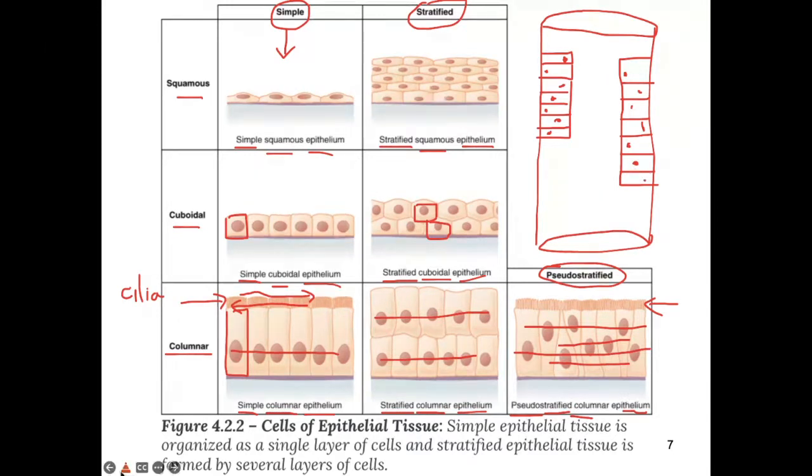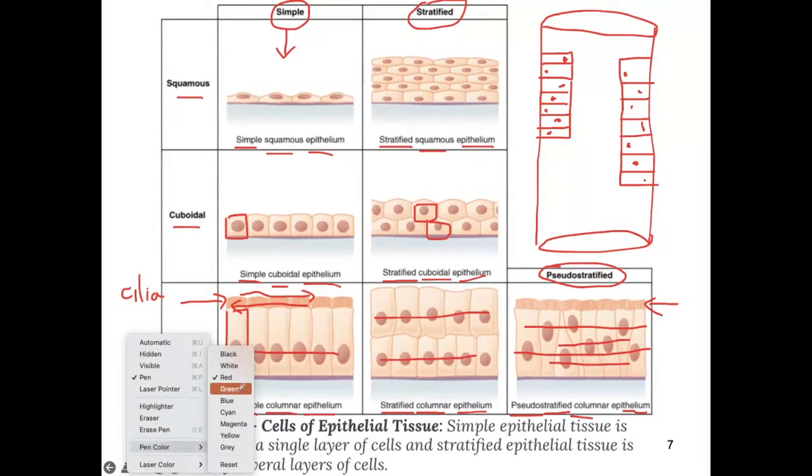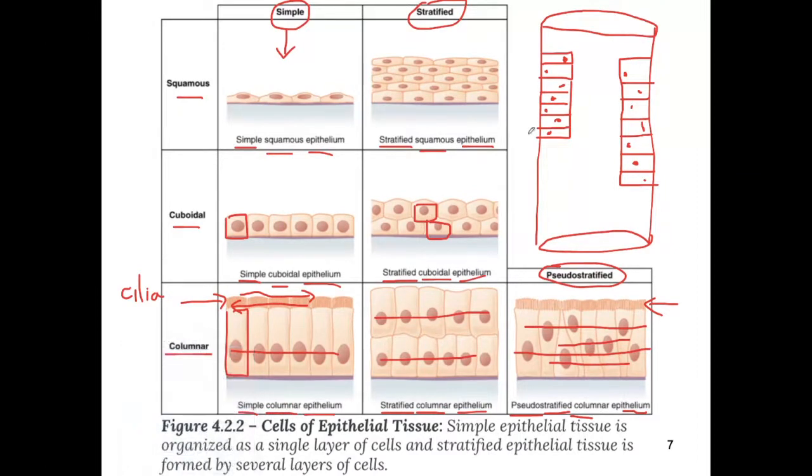Okay, and then let's put the cilia here. So we have these hair-like projections. We have the cilia coming off on both sides of these pseudostratified cells. Okay, so here is cilia. And what did I say about cilia? I said that they're going to be beating rhythmically. And these are going to be beating upwards, right, in this direction, upwards.